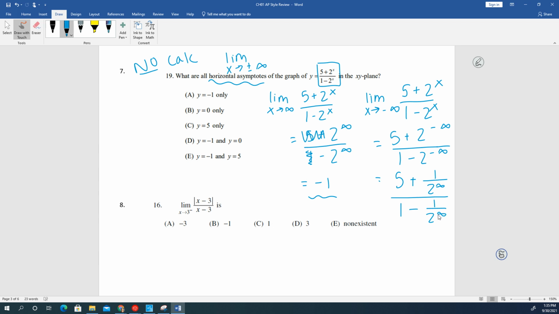Negative exponent property. Now I have the case of 1 over something super, super, super large. So that's going to be 0. Here I have 1 over something super, super large. That ends up being 0. So I end up with 5 plus 0 over 1 minus 0. I end up with 5. So this one actually has 2 horizontal asymptotes, at negative 1 and at 5.